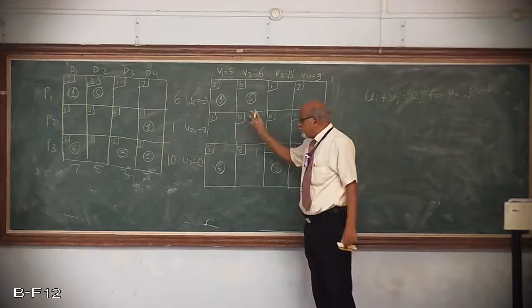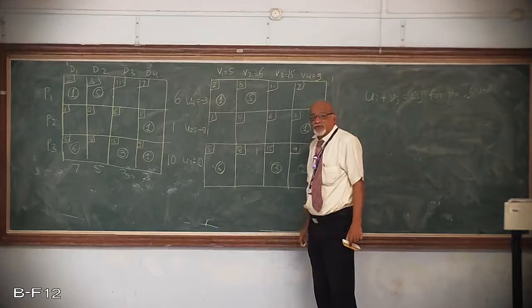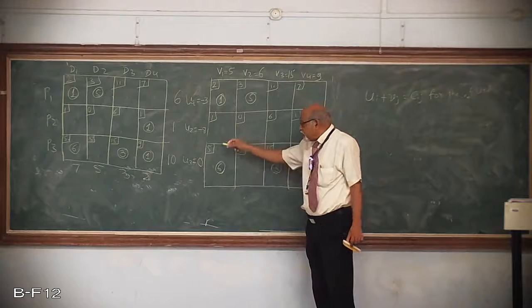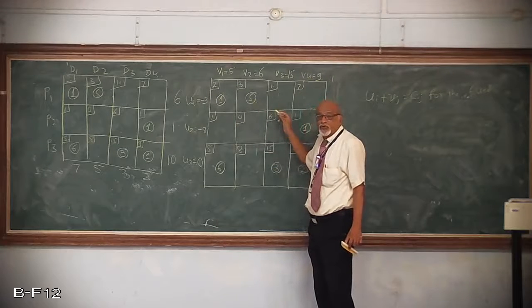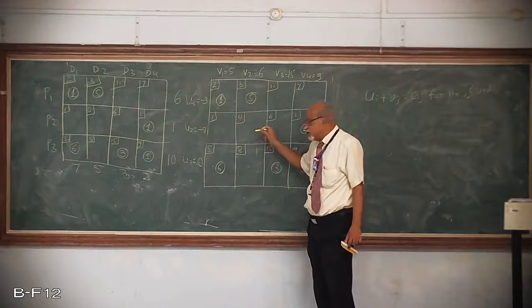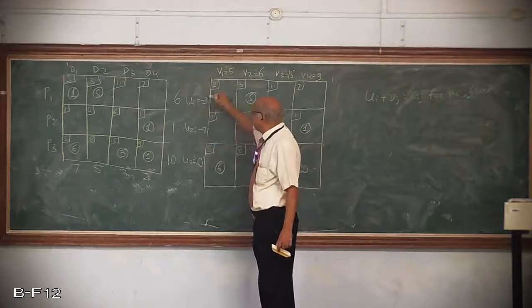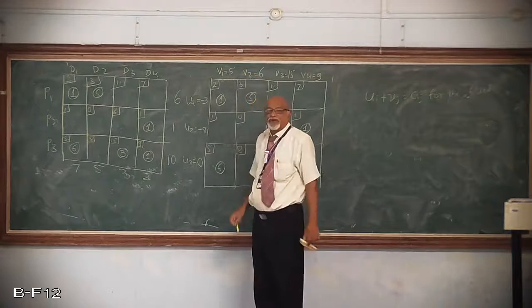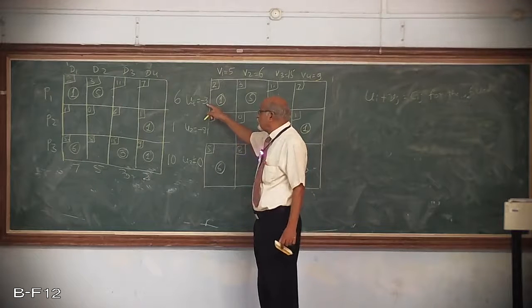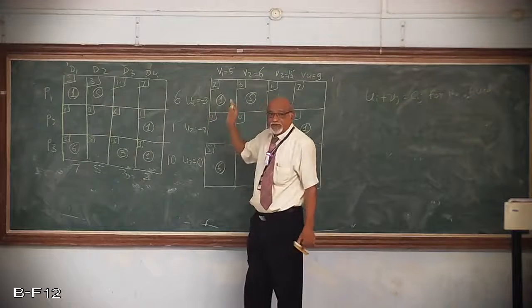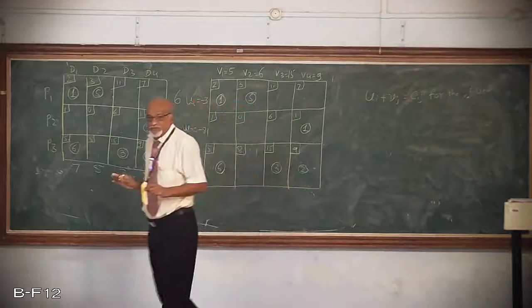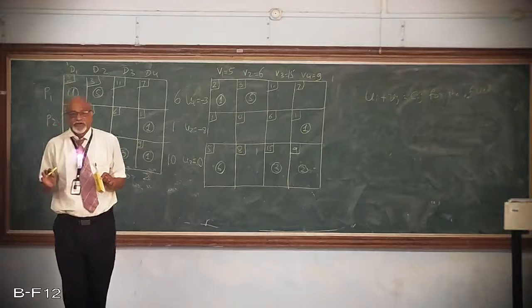Don't be under the impression that these are always going to be the values. No, the answer is no, because since you made U3 equal to 0, these values become like this. If you make U1 equal to 0, these values will change. But our decision is not going to change, irrespective of that. That is to be understood.